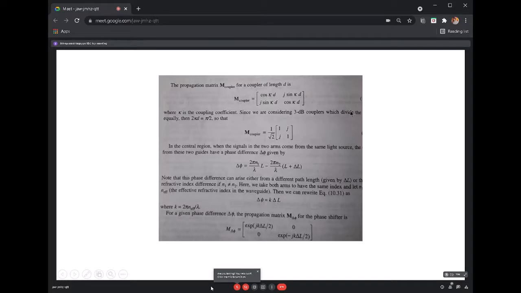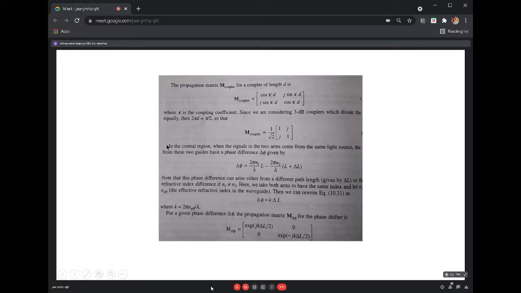Since we are considering 3 dB couplers, it is going to divide the power. When you plot the graph, the power will be divided equally. So 2KD will be equal to pi by 2, so that your M coupler will be 1 by root 2 times the matrix with cos pi by 2, and so it becomes 1 and j, j and 1.